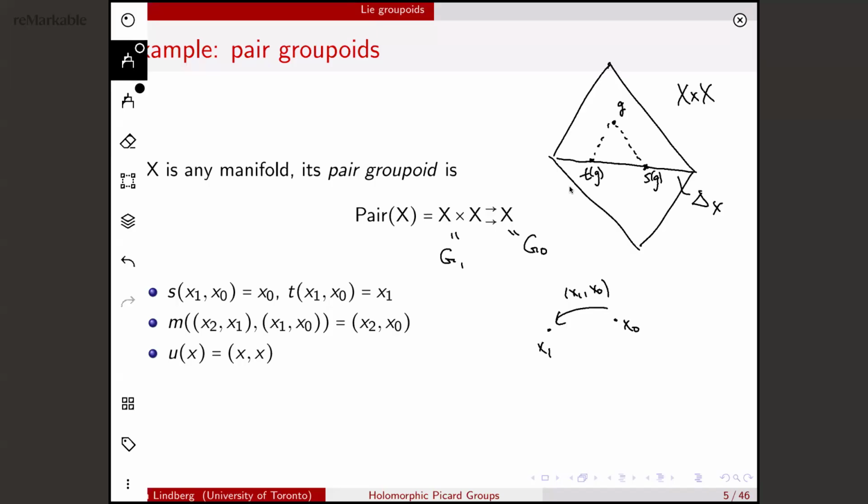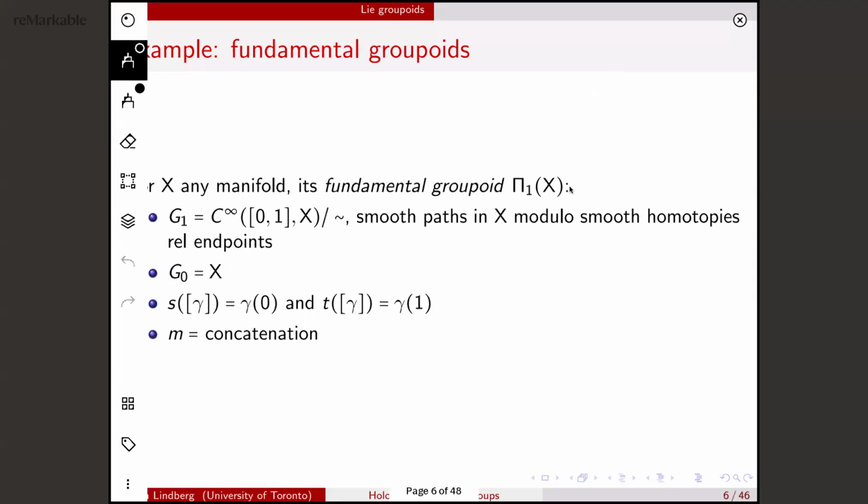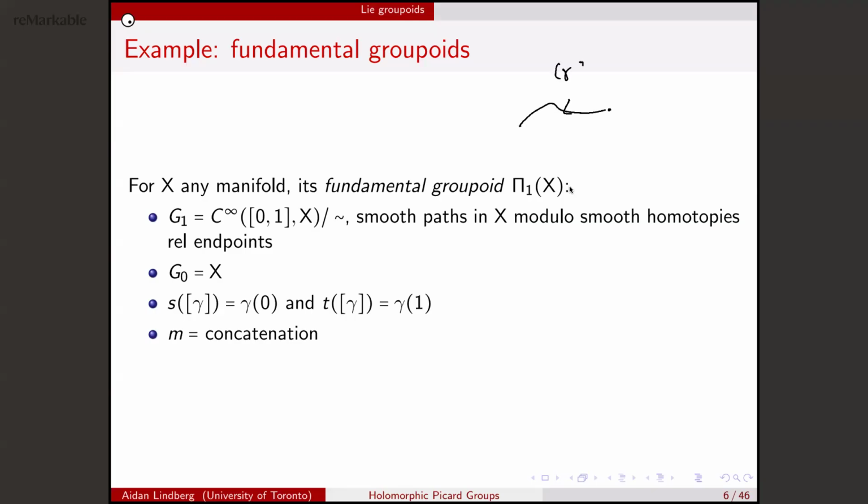Okay. A related example is if you have any manifold, you can build its fundamental groupoid. So this is a lot like the fundamental group. In this case, the objects are again just going to be the space X, but the arrows are going to be smooth paths in X, where I'm going to look at homotopy classes of these paths modulo endpoints. So you literally just have some path in X, gamma, and the source is just going to be evaluation at 0, and the target map is going to be evaluation at 1. And then multiplication is just given by concatenation of paths. Okay. Any questions about these examples?